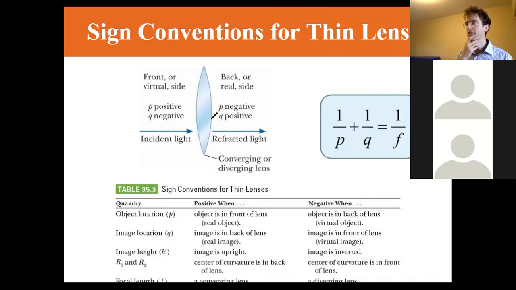So there's a really nice summary here of what a virtual image is. In this case, if the image is formed across the lens, it's actually going to give you a positive value of Q. Same with F. When F is across the lens, that's a positive focal length. It's all explained in the table below.